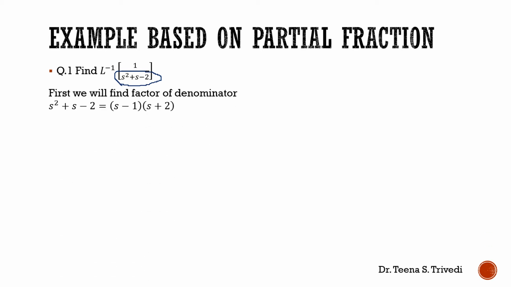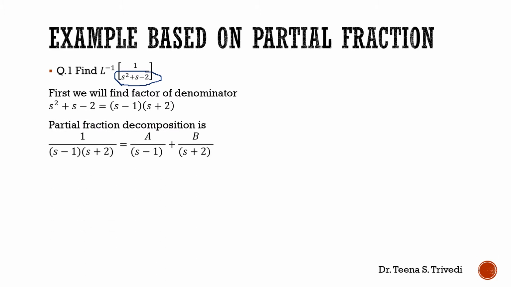Now you can see over here, we have the factors of this: (s minus 1)(s plus 2). If you multiply (s minus 1)(s plus 2), you will get the s square plus s minus 2 term. So the partial fraction decomposition of that is A upon s minus 1 plus B upon s plus 2, because both are linear. Now we just cross multiply, so it will be A into (s plus 2) and B into (s minus 1).